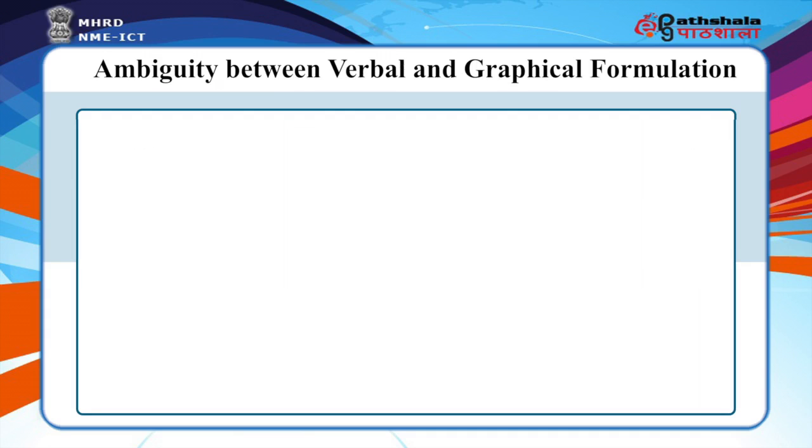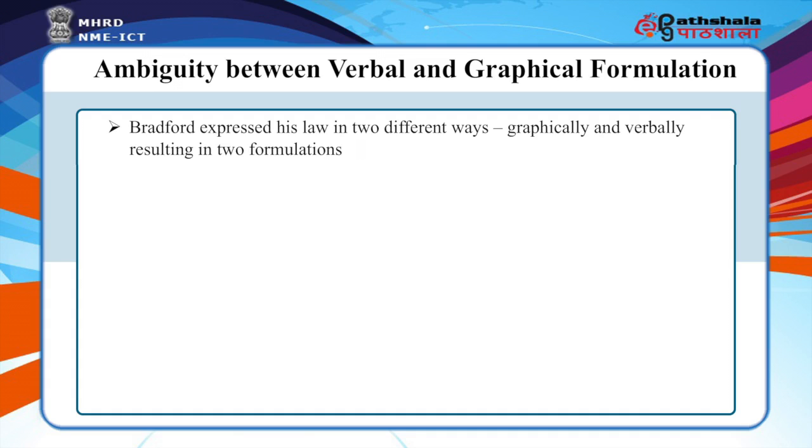Ambiguity between verbal and graphical statements. Bradford expressed his law in 2 different ways, graphically and verbally, resulting in 2 formulations. The verbal formulation is n to the base m is to n to the base 2m minus n to the base m is to n to the base 3m minus n to the base 2m, and so on up to 1 is to a to the base m is to a to the base m to the power 2.